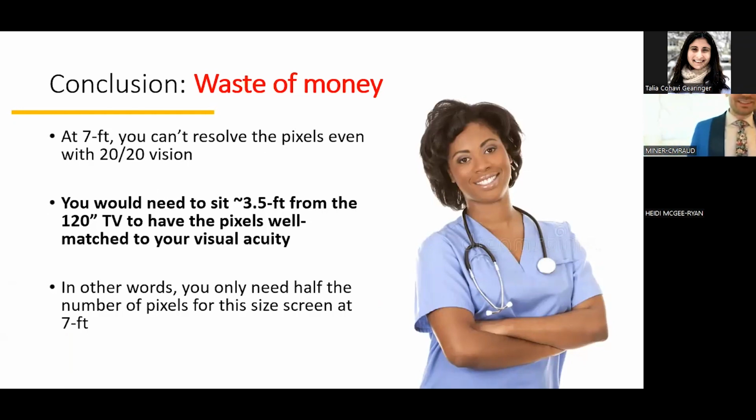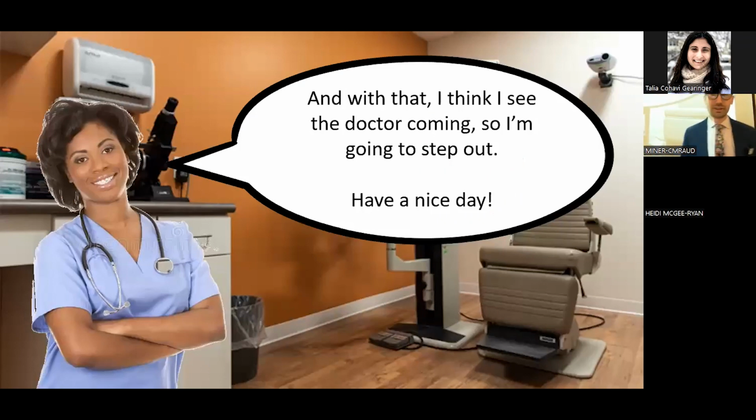This guy would need to sit 3.5 feet from his TV to actually have his visual acuity well matched to the pixel size. You know how close 3.5 foot is to a 120-inch TV? That's pretty close. In other words, you really only need half the number of pixels for the screen size at 7 foot. So you don't have to spring for the 8K, you can spring for the 4K. Maybe it has less street cred, I don't know.